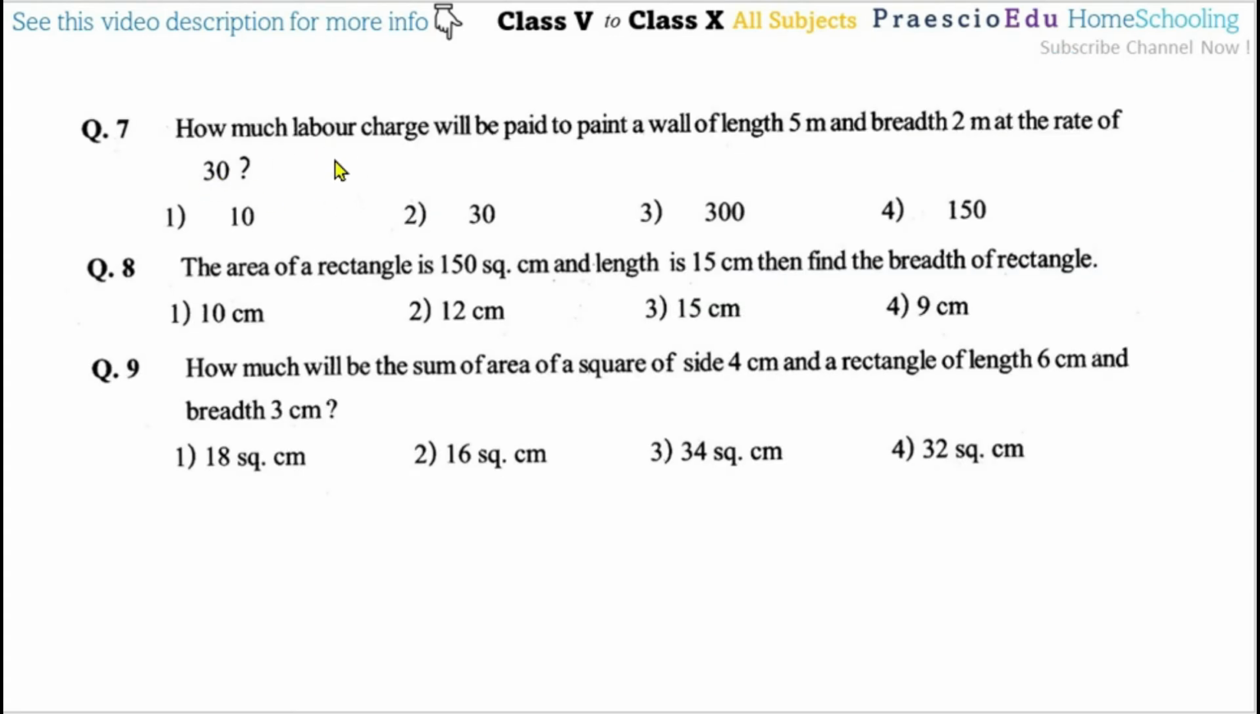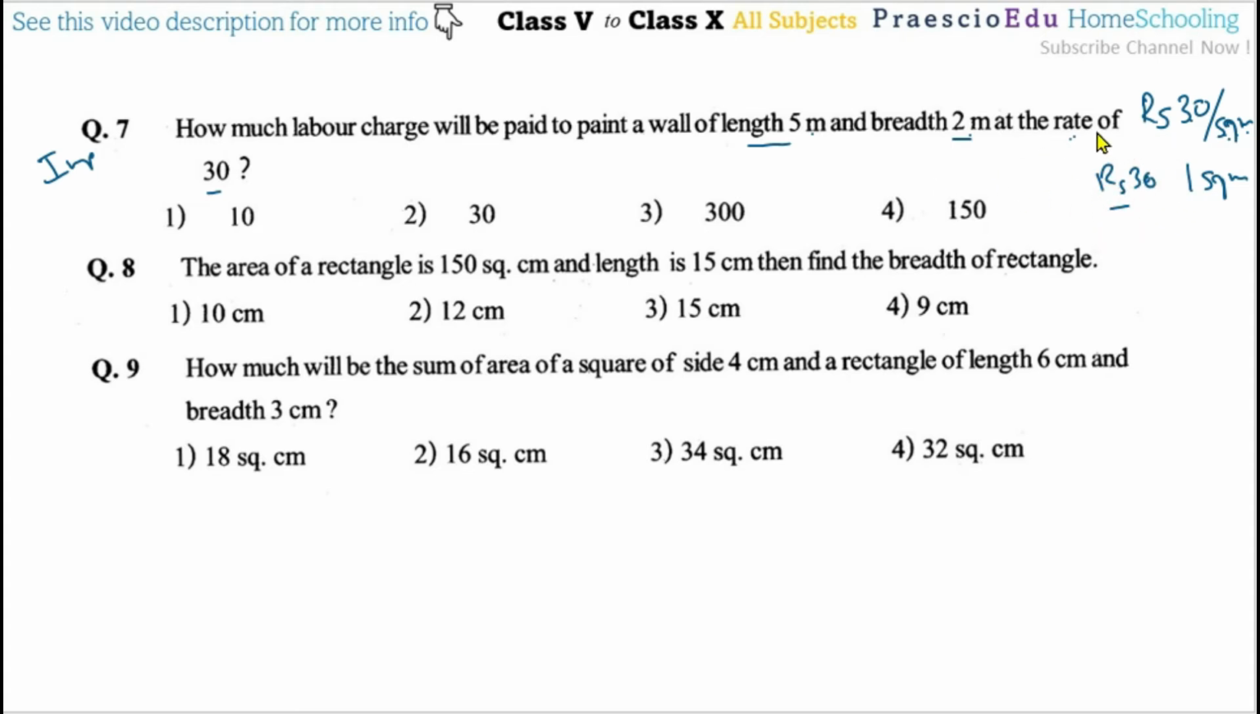Question number 7, how much labor charge will be paid to paint a wall of length 5 meter and breadth 2 meter at the rate of 30? Now this is a very important question. Here we are not going to calculate only the area, but after the area there is a rate of 30. Now the rate of 30 is given, meaning 30 rupees per square meter. Okay, rupees 30 per square meter means for 1 square meter they will charge rupees 30 for the painting purpose.